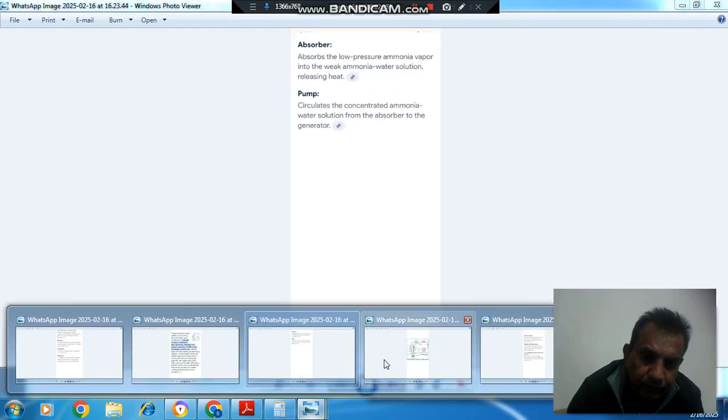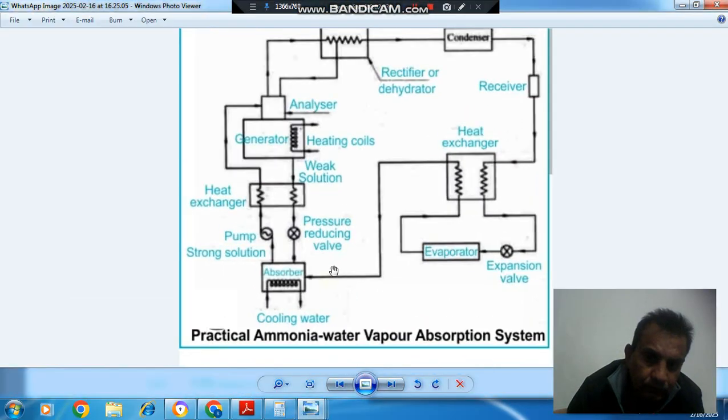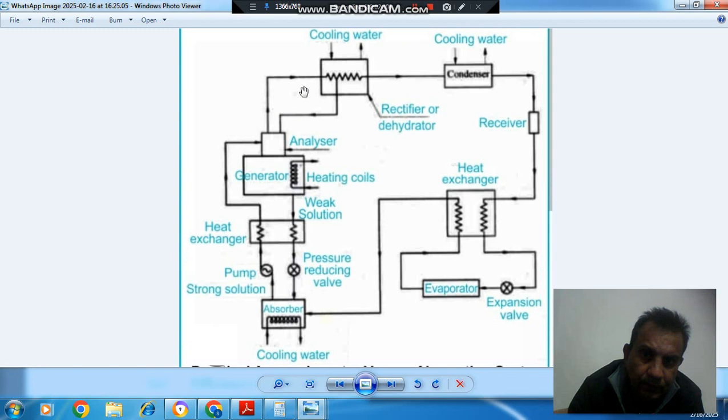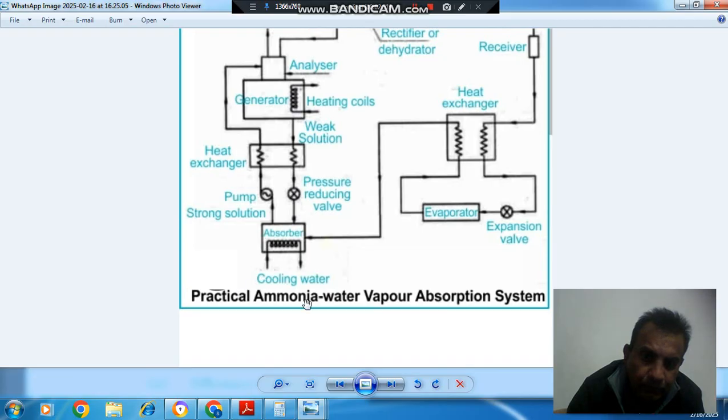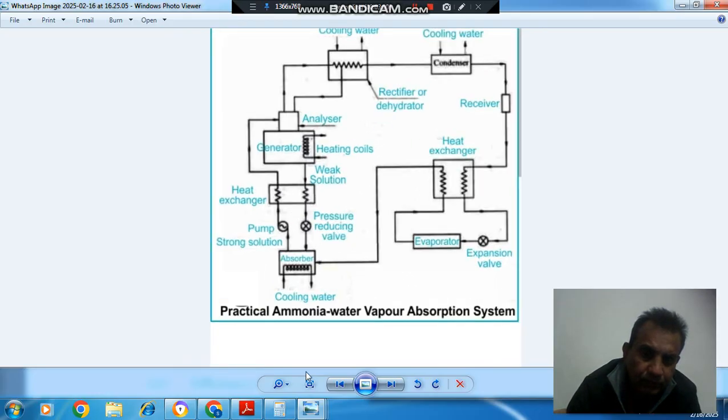So this is a diagram of the vapor absorption cycle. This is your absorber, this is heat exchanger, this is pump, this is generator, and this is your cooling water. This is your rectifier. Sorry, this is condenser, this is receiver, this is heat exchanger, this is evaporator. Okay, so this is the practical ammonia water vapor absorption system. Okay. So this is the system.